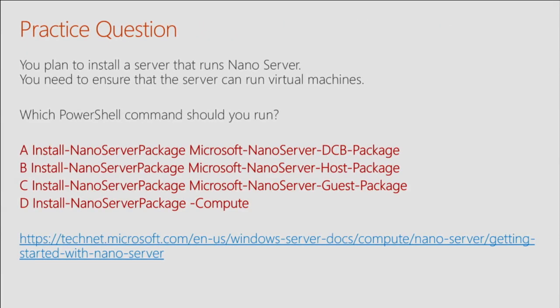A practice question. You plan to install a server that runs NanoServer. You need to ensure that the server can run virtual machines. Which PowerShell command might you run? Are you going to run Install-NanoServerPackage and use the DCB package, the host package, the guest package, or the compute package? All together, if you will. A, B, C, D.